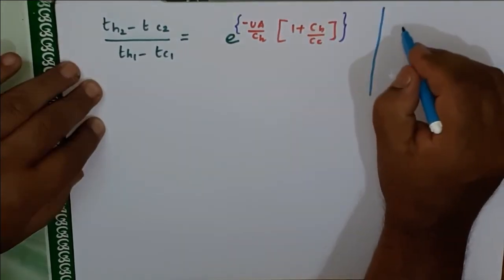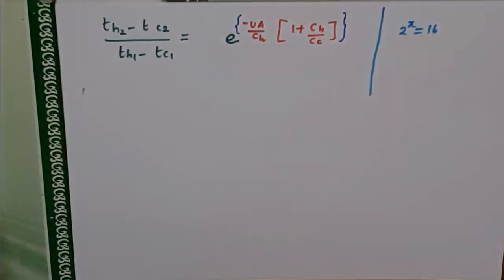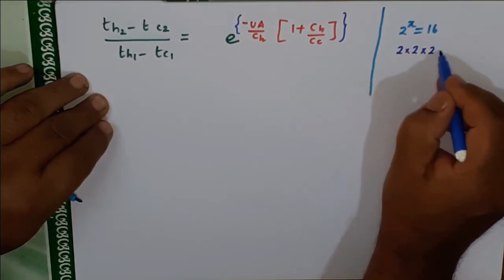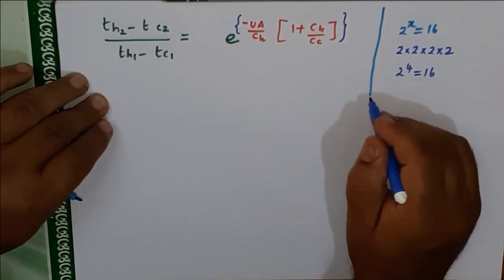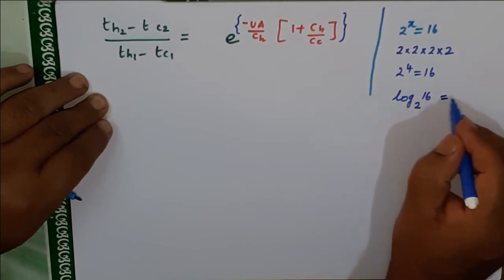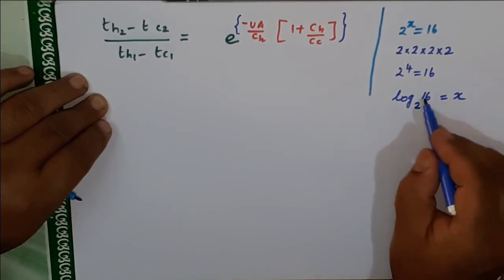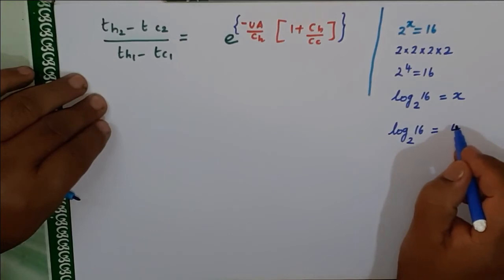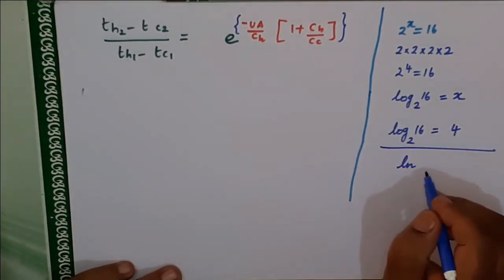In an algebraic equation, 2 power x is equal to 16. That is, 2 raised to what power gives 16? 2 into 2 into 2 into 2. If you raise 2 four times, 2 power 4 is nothing but equal to 16. How can we write this in log? Log of 16 base 2 equal to x. What is the meaning? 2 raised to what power gives you 16. x is nothing but equal to 4.